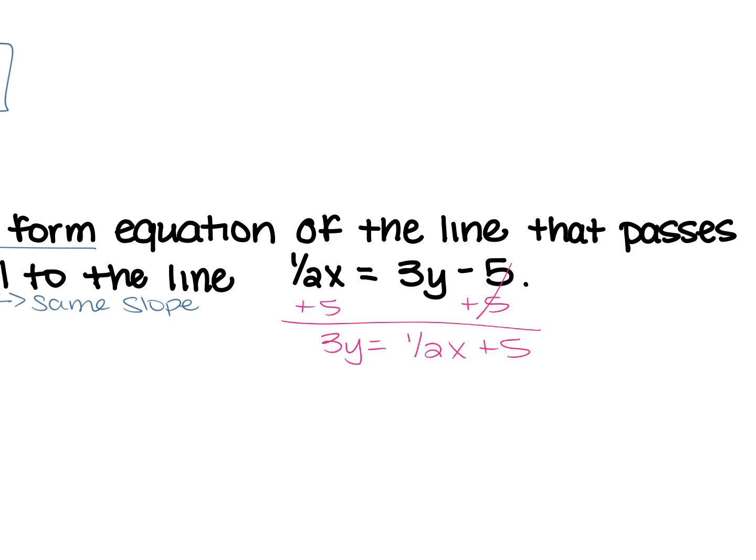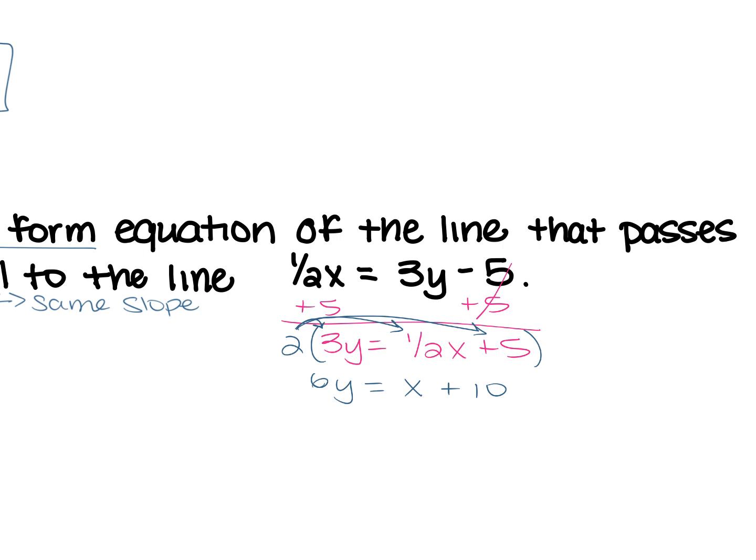From here, I don't want to divide that fraction by the 3, so I'm going to get rid of the fraction by multiplying my entire equation by the denominator. That means the 3y gets multiplied by 2, the 1/2 x gets multiplied by 2, and the 5 gets multiplied by 2. That leaves me with 6y is equal to x plus 10.